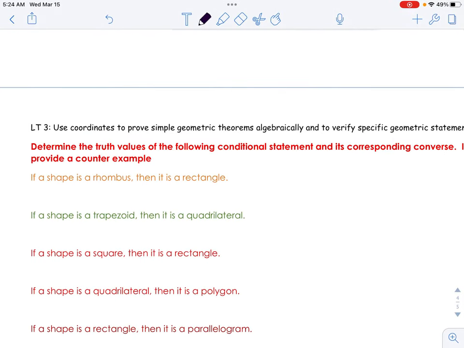Alright, this one we're going to just determine if these statements are true or false. If a shape is a rhombus, so the definition of rhombus is 4 congruent sides, then it is a rectangle, which is 4 congruent angles. So this can be true, and this is a special case where the rhombus is actually a rectangle. But in this specific case, since it's a general statement, it's false. It's not always. And the counterexample would be just your typical rectangle.